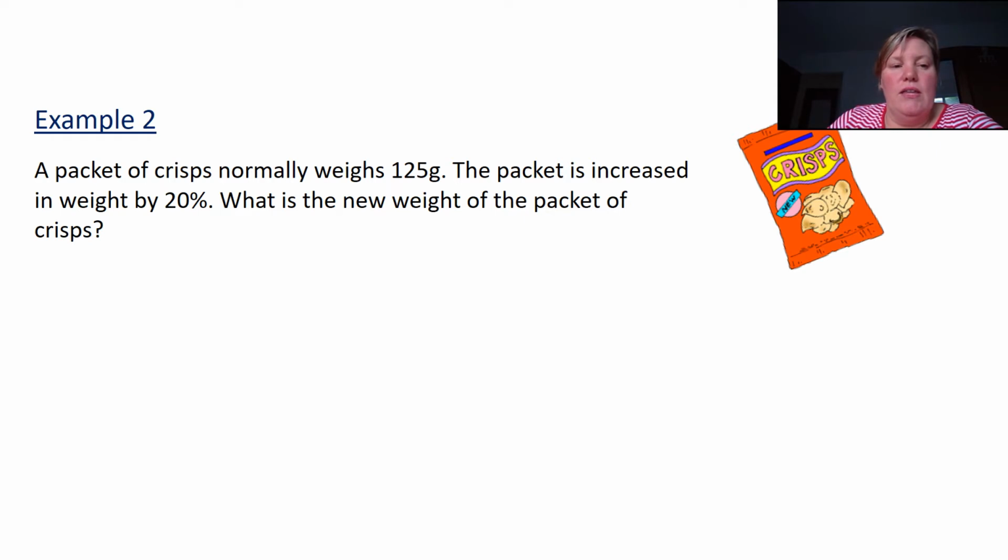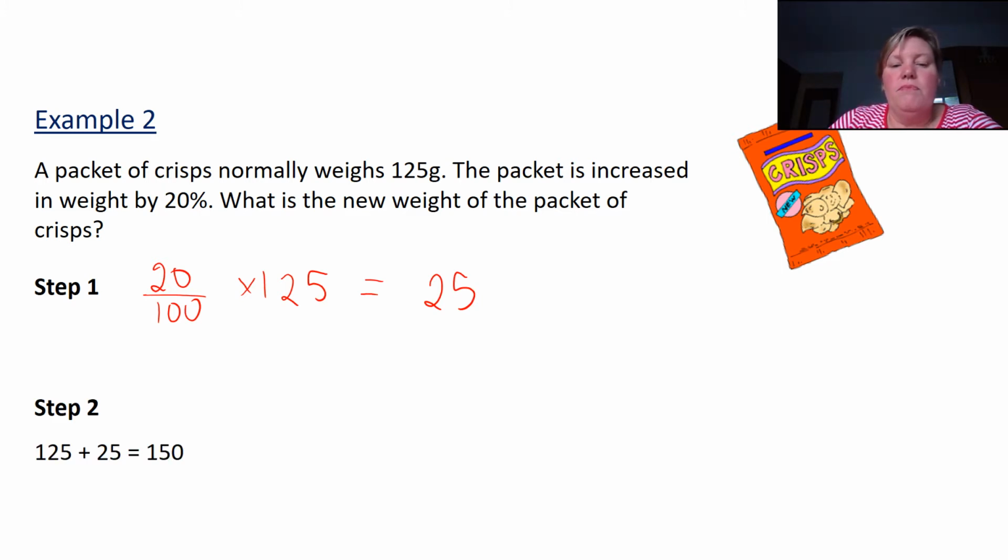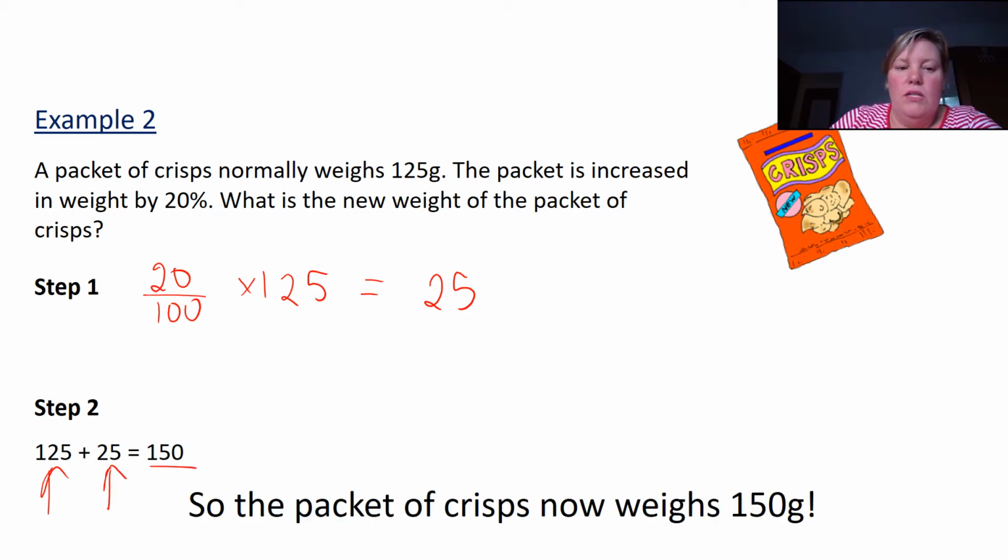All right, so let's have a look at another example here. A packet of crisps normally weighs 125 grams. The packet is increased in weight by 20%. That doesn't happen, never does. What is the new weight of the packet of crisps? For step 1, I've got to find out what 20% of the original is. So 20 over 100, because there's my percentage, times 125, is going to be 25. Step 2, there's the original amount, there's the added increase, and there's the total. So the packet of crisps now weighs 150 grams.